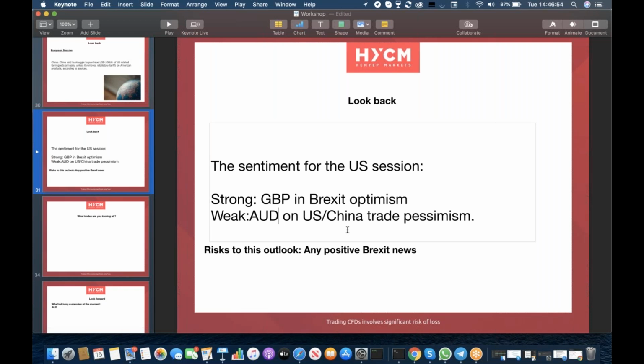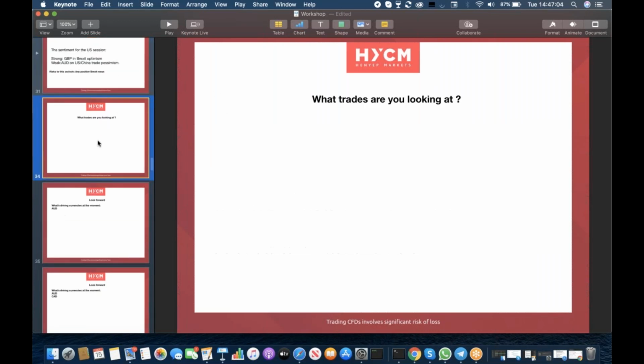So that website, forexlive.com, would let you know of a change of sentiment. So any significant change in sentiment would invalidate that outlook.